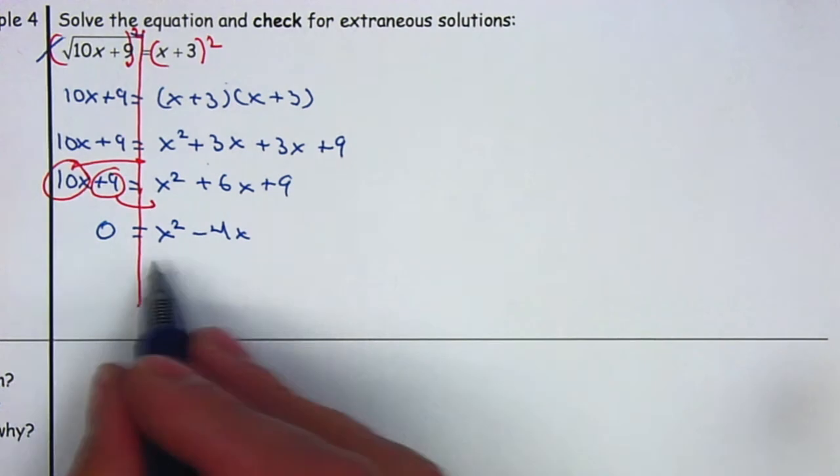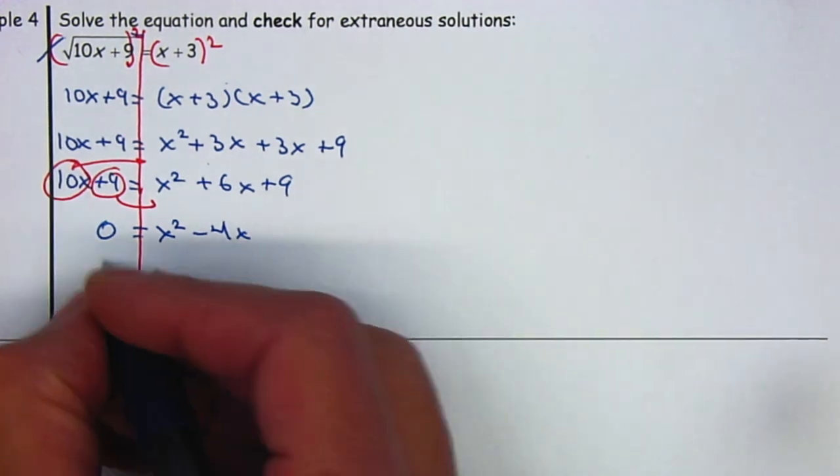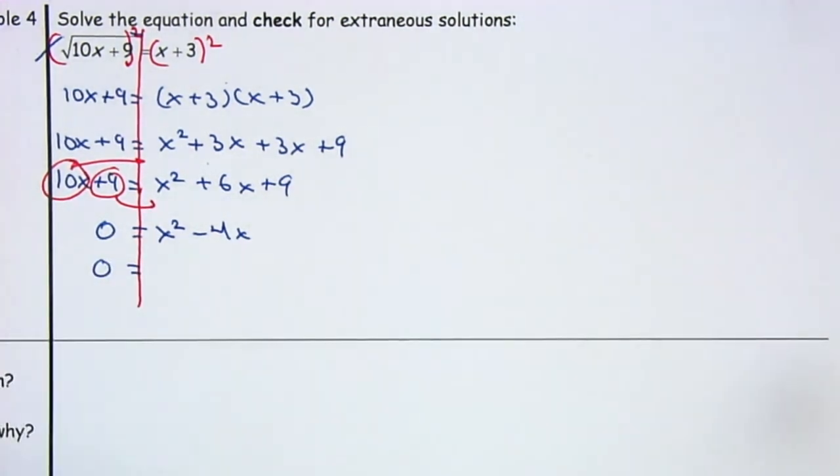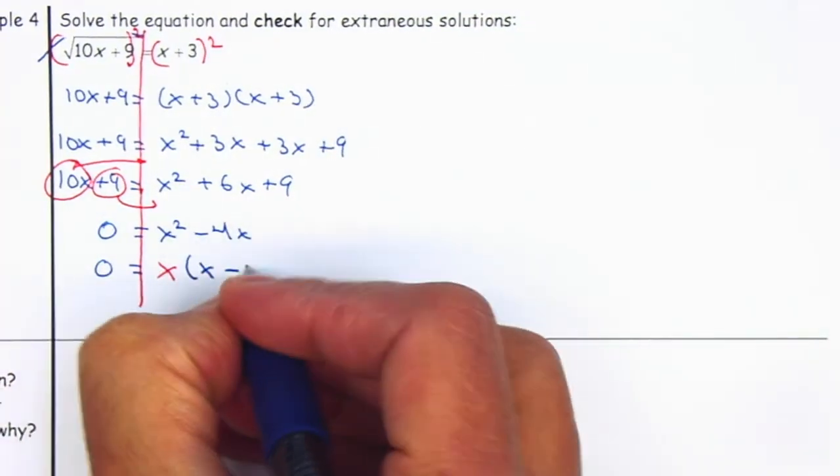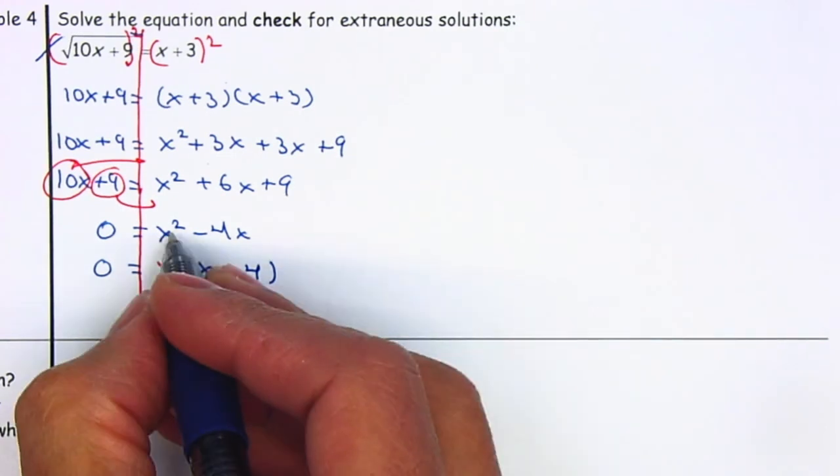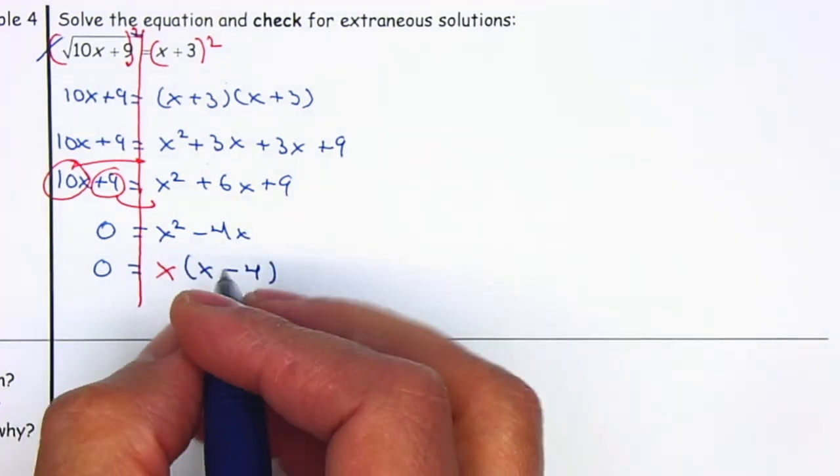I want to be able to factor this out. So what can I take out? I can take out an x. What's left? x minus 4. x times x is x squared. x times negative 4 is negative 4x.